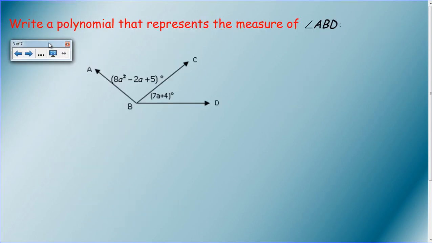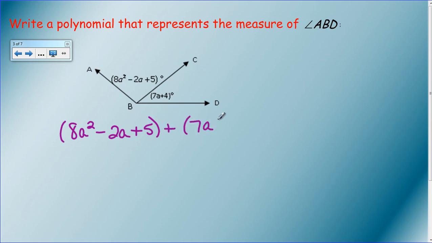So they want us to write a polynomial to represent the measure of this angle ABD, the whole big one, which means I have to add the two smaller ones together. Again, it's just combining like terms. So I have 8a squared minus 2a plus 5 plus 7a plus 4. So I'm going to take like terms with like terms.